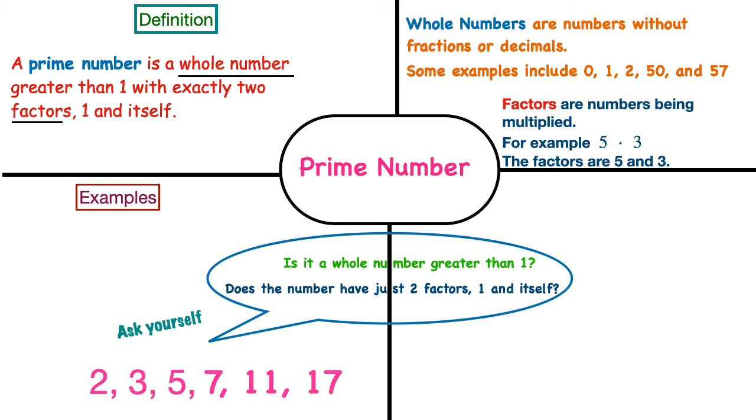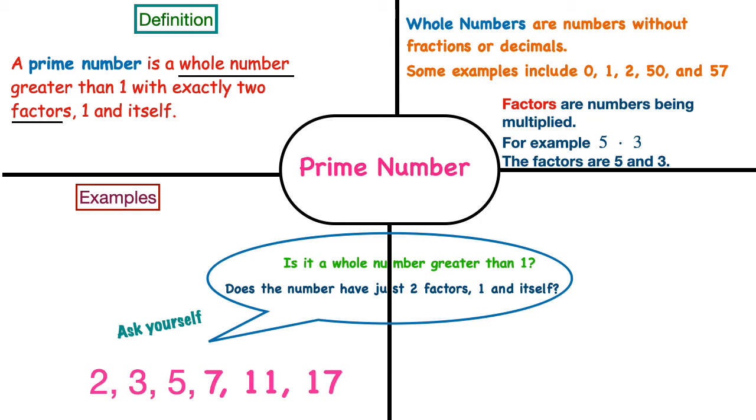Now, before I move on to showing you some non-examples of prime numbers, I just want you to look at the list of examples that I gave you. If you notice, all of the numbers in my examples are odd numbers except for the number 2. 2 is the only even prime number. So it's a special prime number because it's the only prime number that is even.